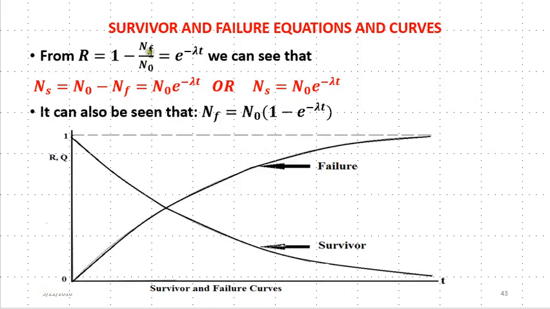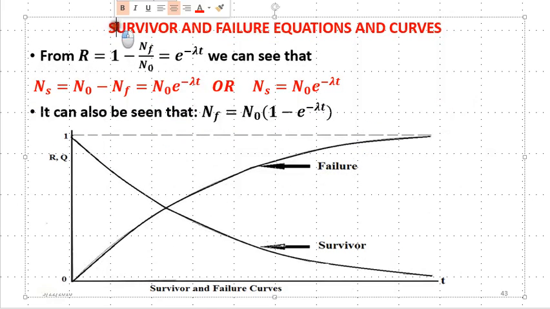We can use the same formula to show the curve of the tendency of survival and the tendency of failure of devices with respect to time. Let me go back to my definition, which says R is equal to 1 minus NF all over N naught. And we said this R is also equal to exponential minus lambda t. So if we take LCM here, we have N naught minus NF all over N naught equal to this. Crossing, you say your reliability is now equal to N naught exponential minus lambda t.